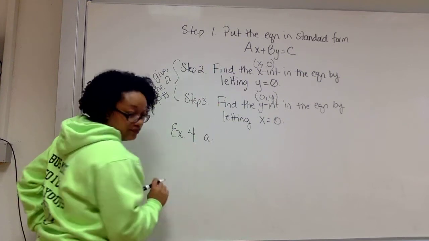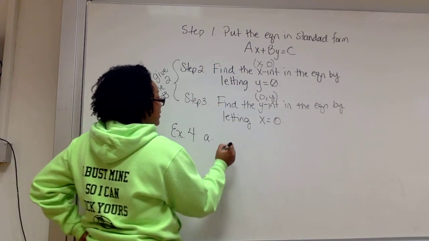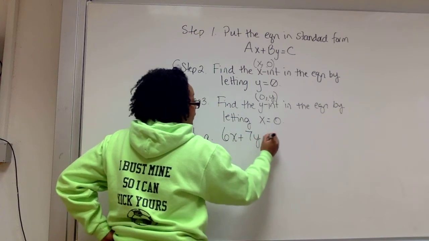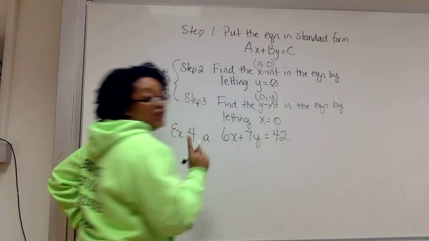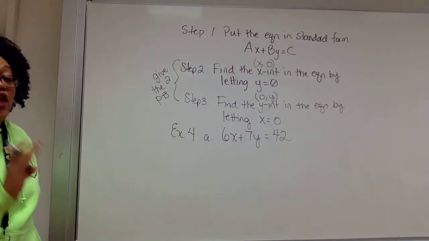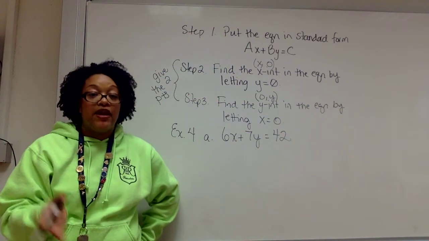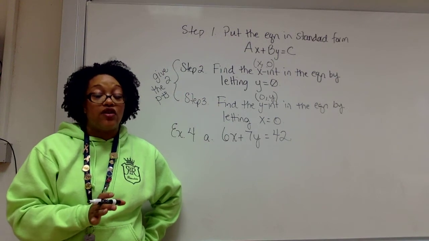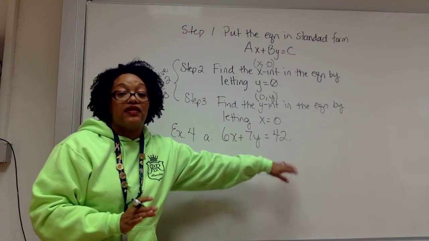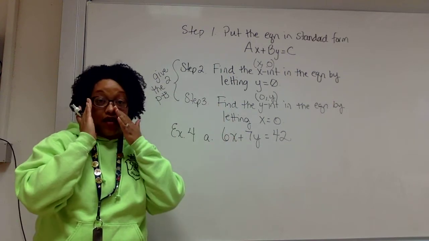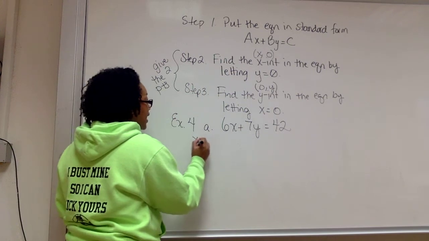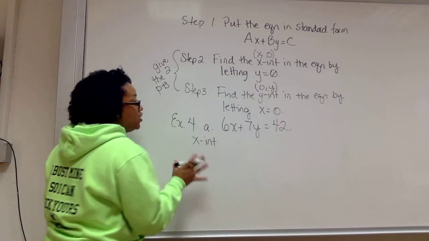This is letter A. I'm going to let my equation be 6x plus 7y equals 42. This is my equation. The first thing, I look at it. Everybody is where they're supposed to be. My x and y terms are together on one side of the equal sign. My constant is on the other side. Step one is taken care of.